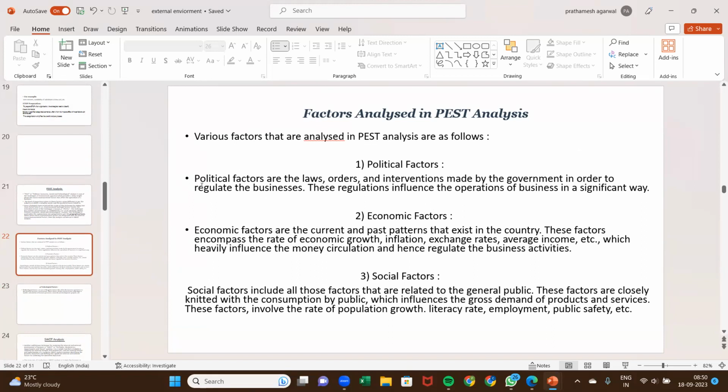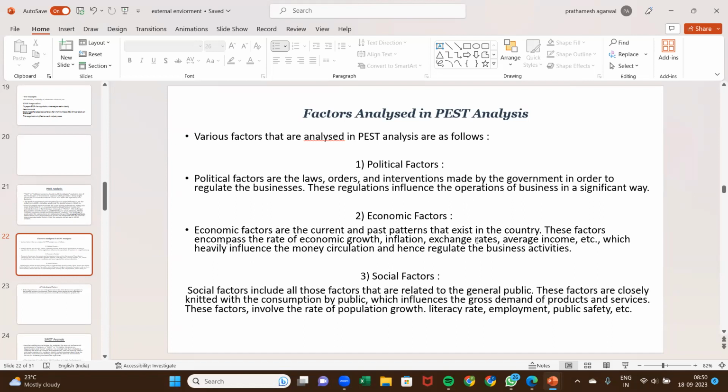Political factors. Political factors are the laws, orders, and interventions. Interventions means when the government comes into the picture, interventions made by the government in order to regulate the businesses. These regulations influence the operations of business in a significant way. So all the policies, rules and regulations which are made by the government.